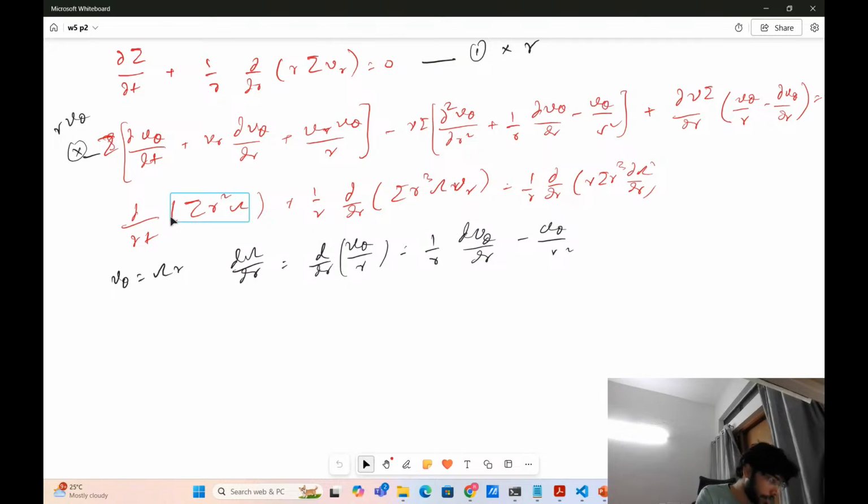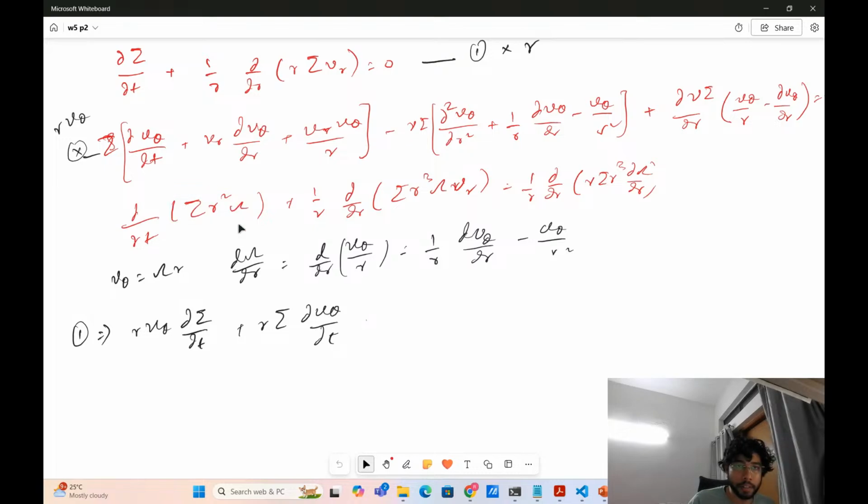So the first term is basically r v theta ∂σ/∂t plus r σ ∂v theta/∂t. Right. So I'm just replacing this omega with v theta by r. If you replace this by v theta by r, the r will cancel. So let's write this term. This term will become σ r v theta. We're just taking d/dt of σ r v theta, so just chain rule. So this is what the first term gives.